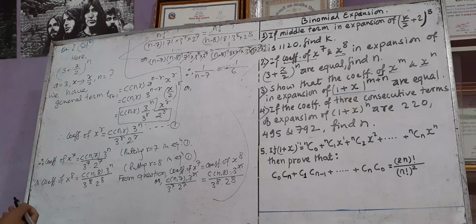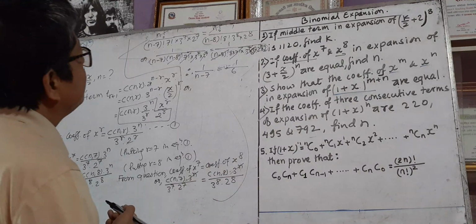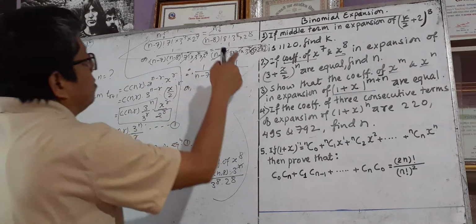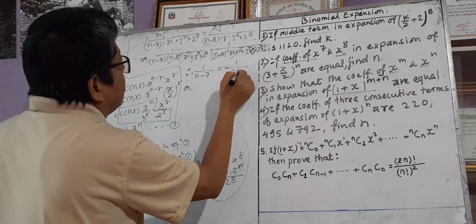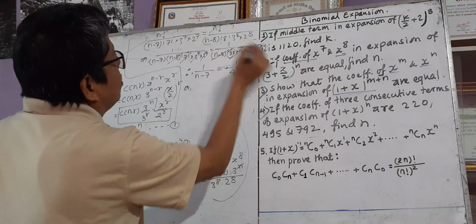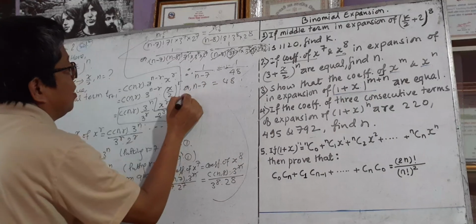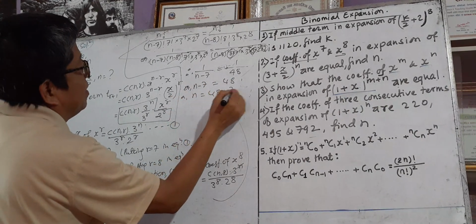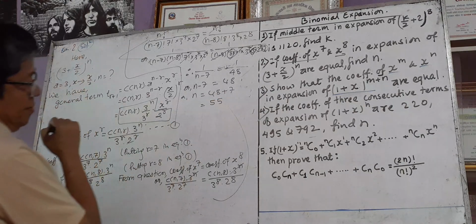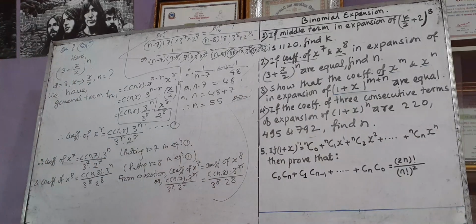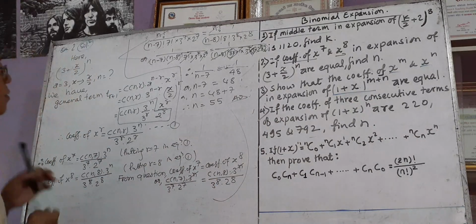6 times 8 is 48. We have got 48. So by cross multiplication, n minus 7 equal to 48, or n equal to 48 plus 7, that is 55. This is the required value of n. This completes the solution of question 2. Okay, now we solve question number 3.